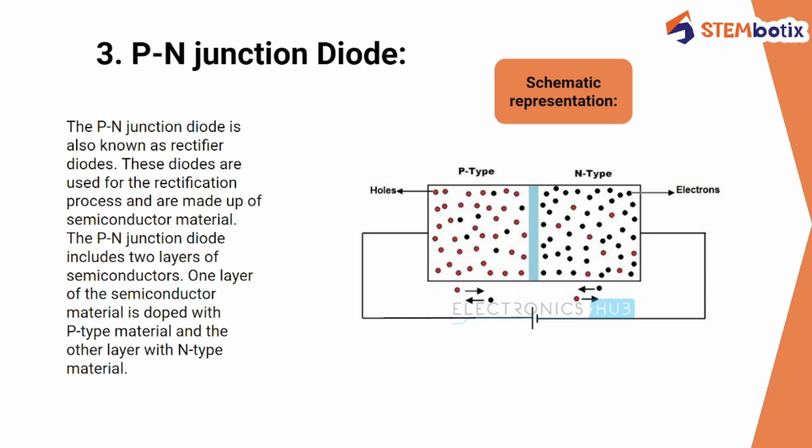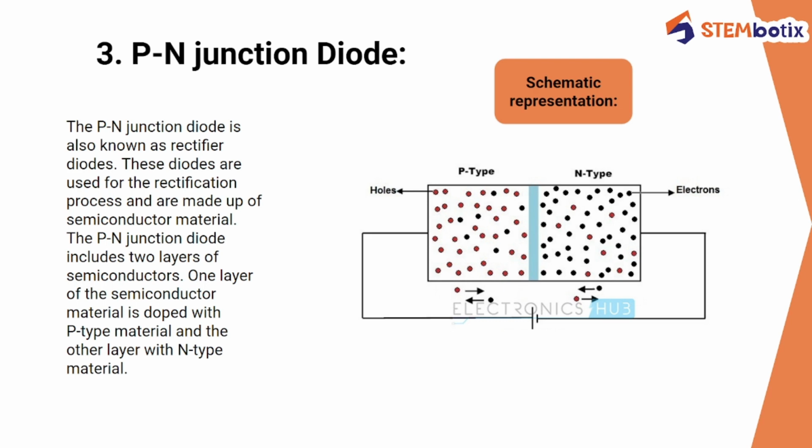Whenever the current is flowing in one direction, it will allow it to pass. At that time, for an ideal diode, there will be no resistance, or zero resistance, and in the other direction there will be infinite resistance, due to which it blocks the current in that reverse direction. So these are also known as rectifier diodes. These diodes are used for the rectification process and are made of semiconductor material.